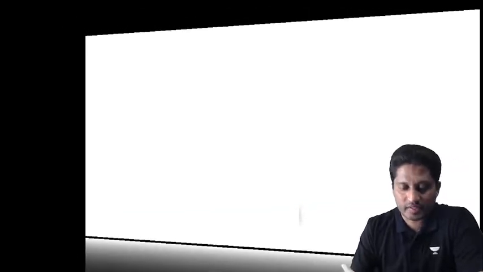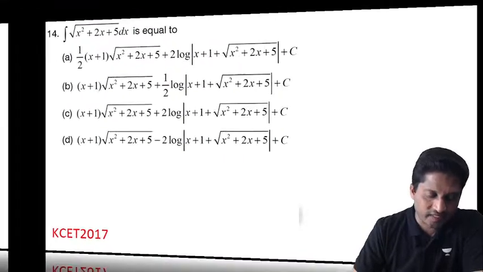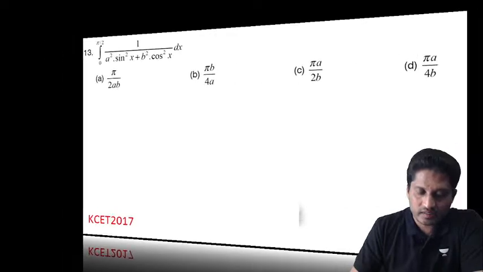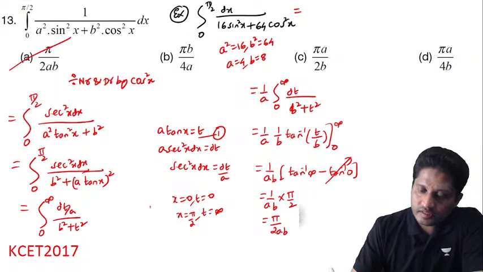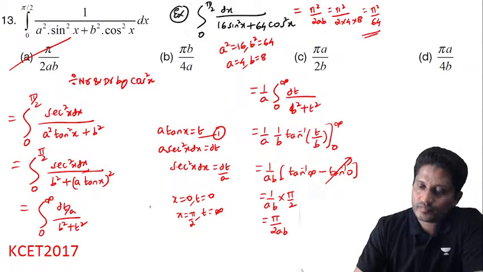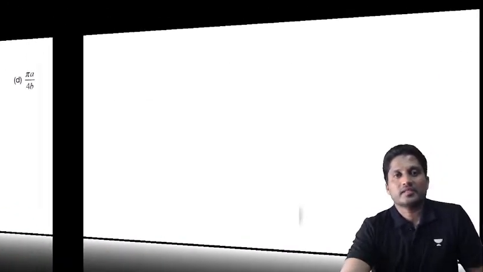I wanted to prove the result, that's why I gave this. Otherwise, you can directly remember that the answer is pi square by 2ab only. It's a standard result. So this is pi square upon 2 into a is equal to 4, b is equal to 8. This is pi square by 64. That's the answer. Let's move to the next question.